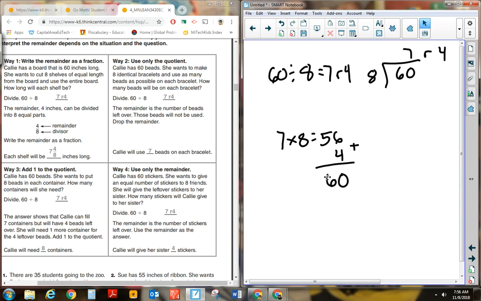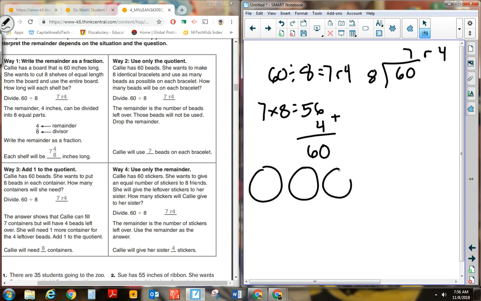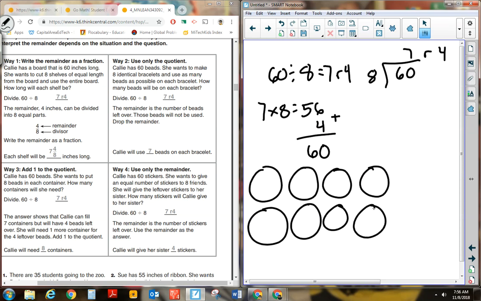Okay? And it wants to know how many she would give to her sister. So I'll draw a picture for you. This is definitely tricky. So she wants to give an equal number of stickers to her 8 friends. So let's draw out 8 friends. 1, 2, 3, 4 friends, 5 friends, 6 friends. Here's her 7th friend and her 8th friend.